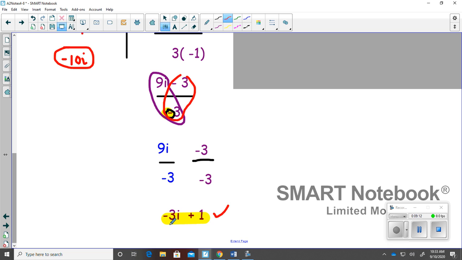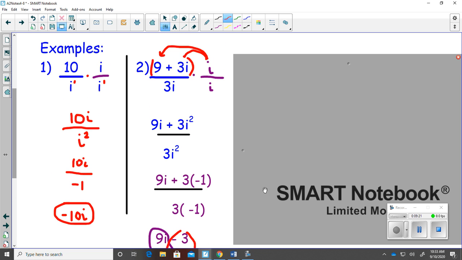And the reason this is a good answer is because you don't see an i on the bottom of the division bar, you don't see a square root underneath, or a negative number. Those are things to look for.